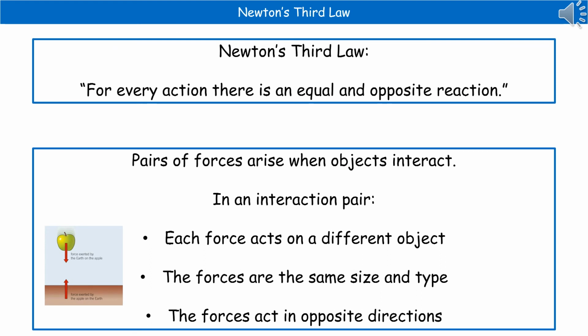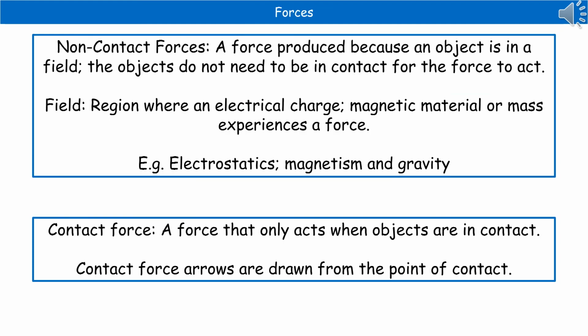Newton's third law states for every action there is an equal and opposite reaction. So this is talking about the pairs of forces that arise when objects interact. So in any interaction pair, each force acts on a different object. The forces are the same size and type, and the forces will act in opposite directions.